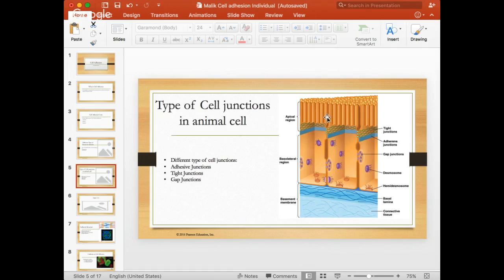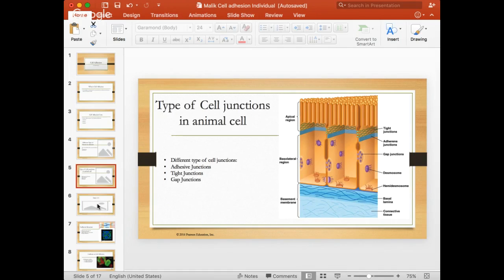This is very important in the apical region. This makes sure that any fluid does not enter the basolateral region, and makes sure everything stays functional within the skin.